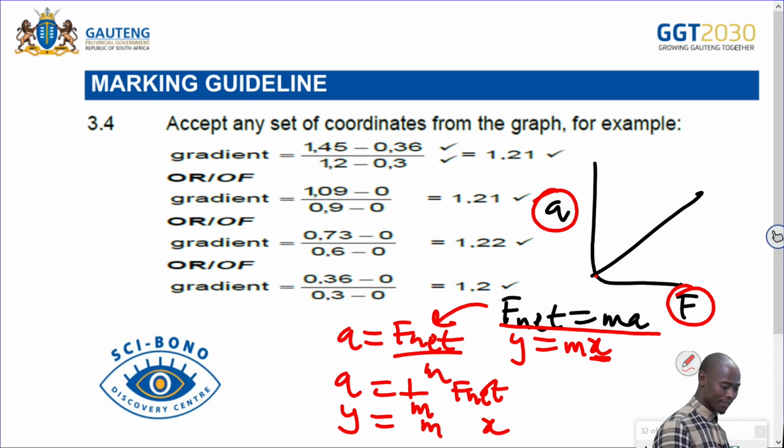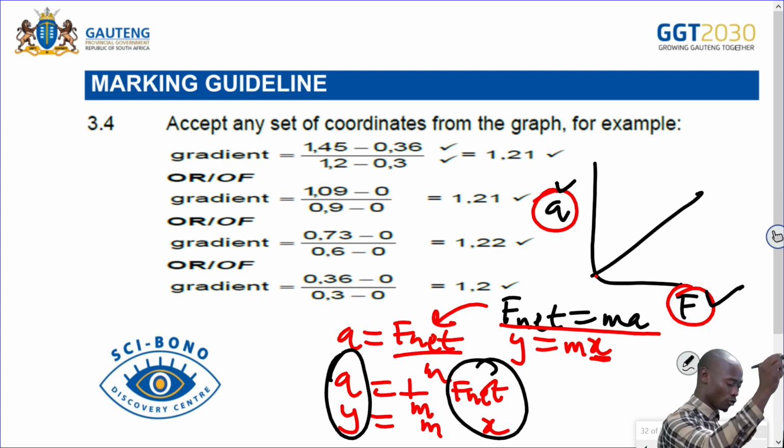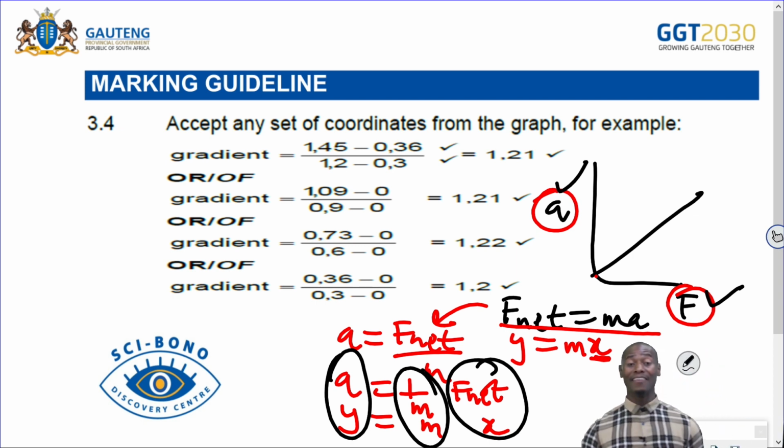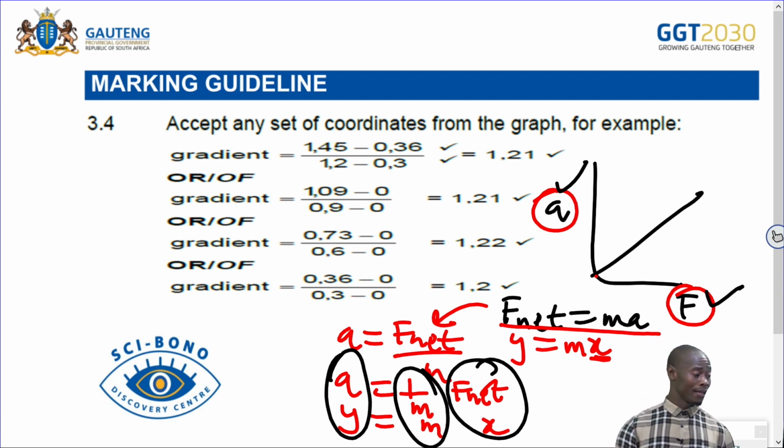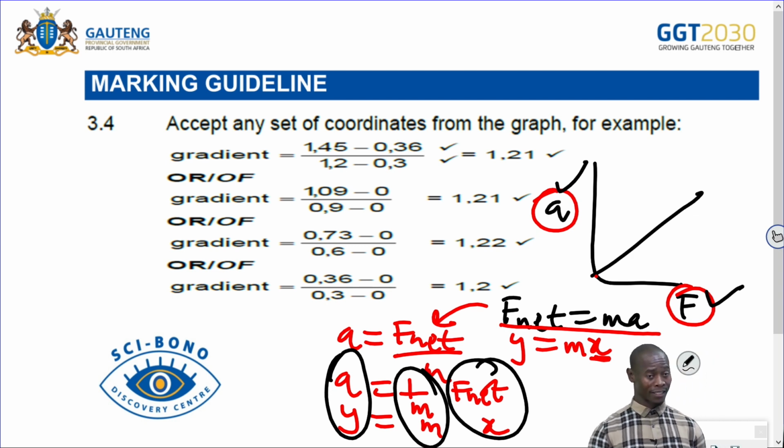My x is F net, that is correct, and my y is a, that is also correct. Which means that the gradient represents the inverse of the mass of that trolley. The gradient of this graph represents the inverse of the mass of the trolley, or the object that we are dealing with.